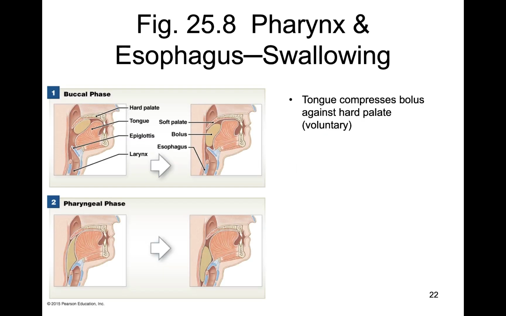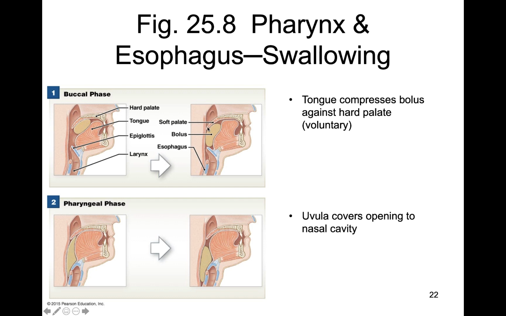So let's look at swallowing. The first phase that we have here is the buccal phase. So look in here, we have the hard palate, there's the tongue, there's the bolus of food, and the epiglottis and larynx. So the tongue is going to compress the food into a bolus, and it's going to press against the hard palate, and the food's going to travel down, and that's voluntary. You can control your tongue.